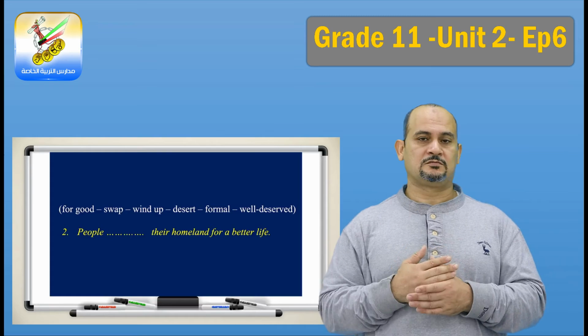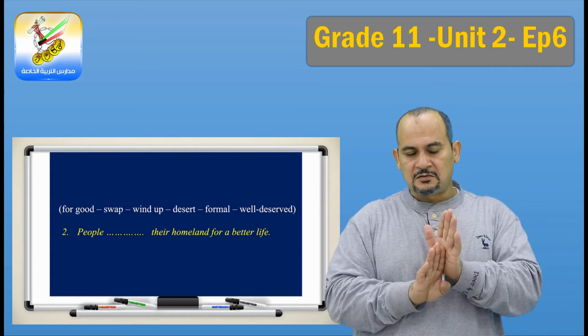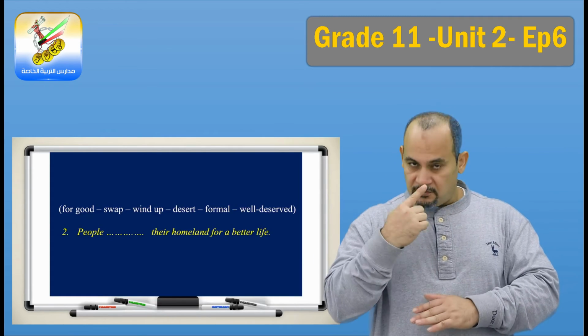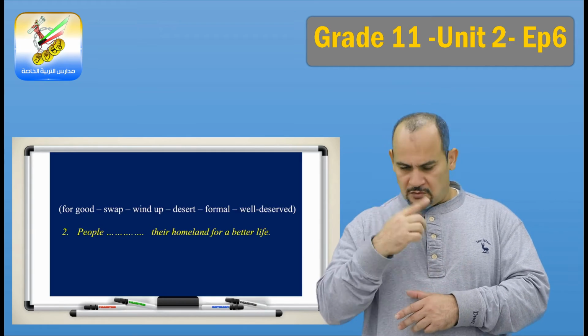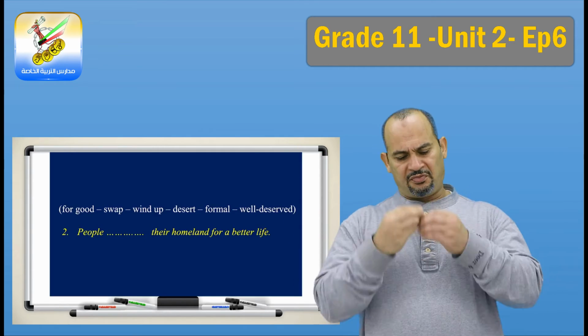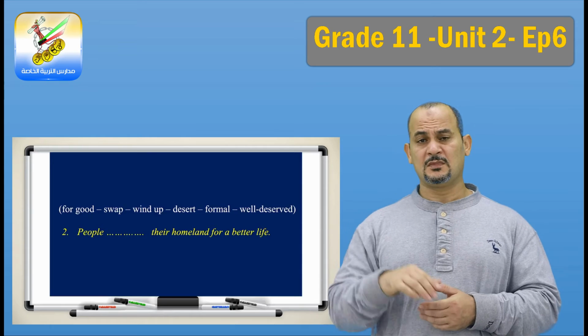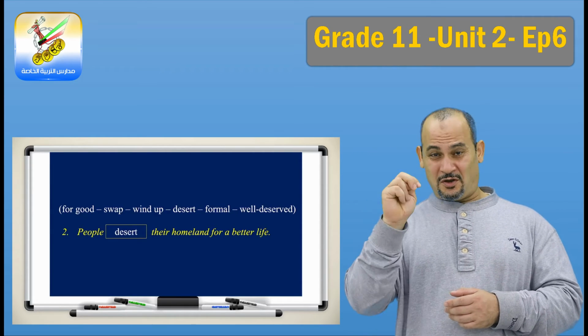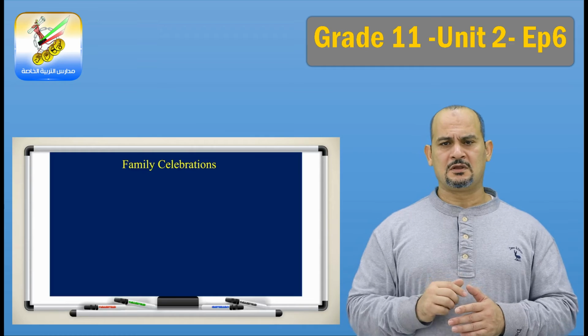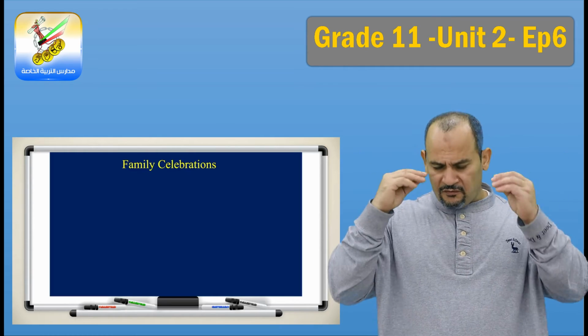Let's go to the second question, and we have this question here. People blank their homeland for a better life. So people leave their homeland for a better life. So what do they do? They desert their homeland for a better life. Now, let's move along with the family celebrations.